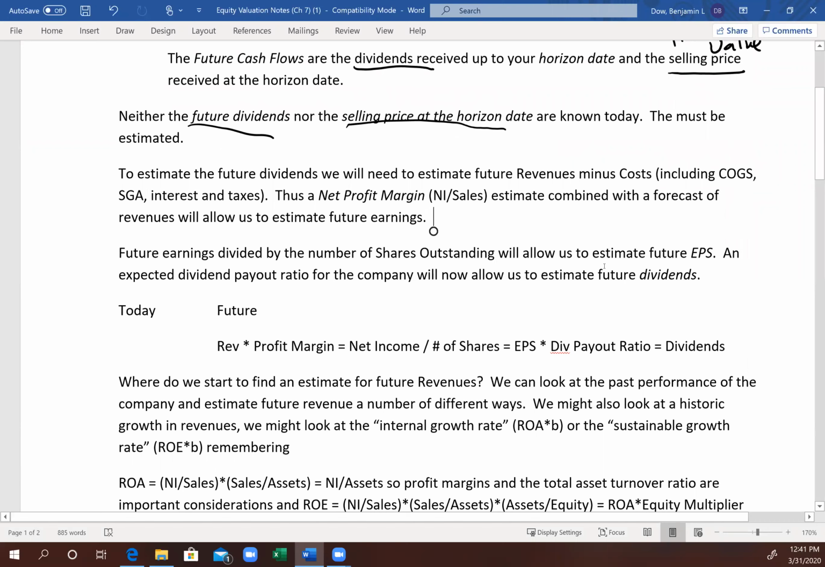we can see that if you go back to the income statement from chapter 2, revenues minus costs, minus interest, minus taxes is net income. If you take net income and divide it by the number of shares outstanding, you get earnings per share. If you want to take a shortcut, net income divided by sales was the net profit margin. So a lot of people will forecast revenues and the profit margin, and that will give them net income divided by the number of shares outstanding. That gives them earnings per share.